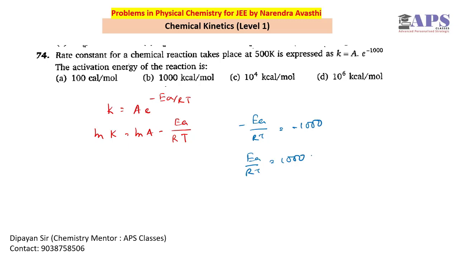From this we can calculate the activation energy, in kilocalorie. R is 2, multiplied by temperature, that is 500 Kelvin, multiplied by 1000, and it will become kilocalorie per mole, which is option B. So option B will be the correct option.